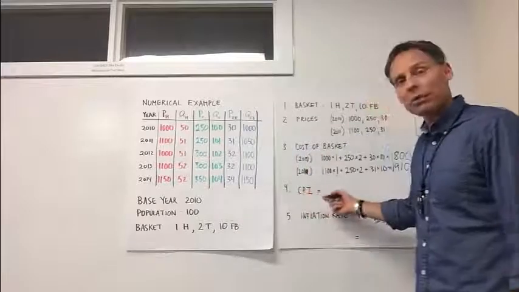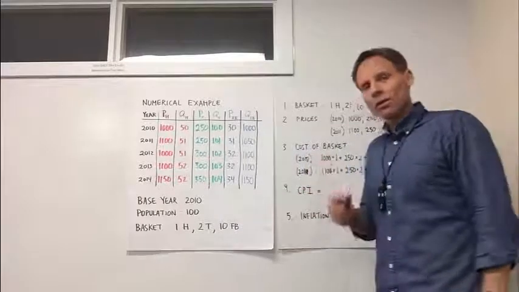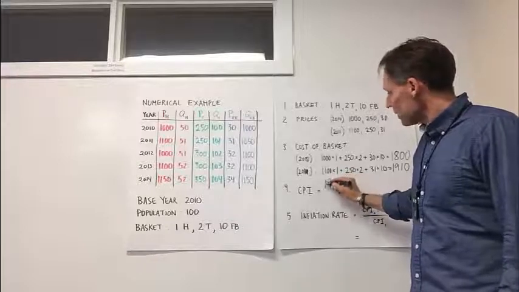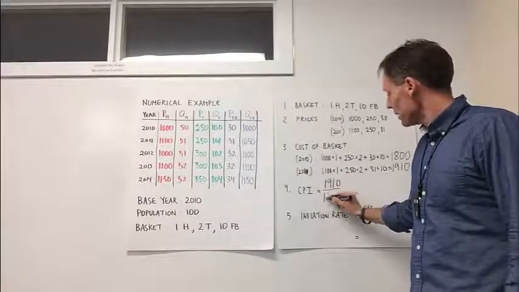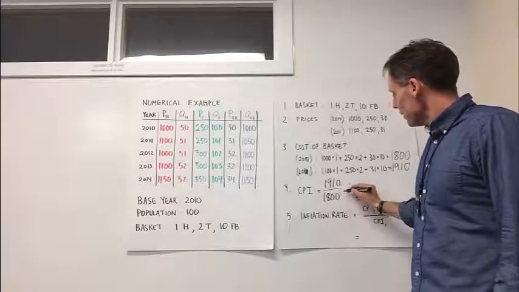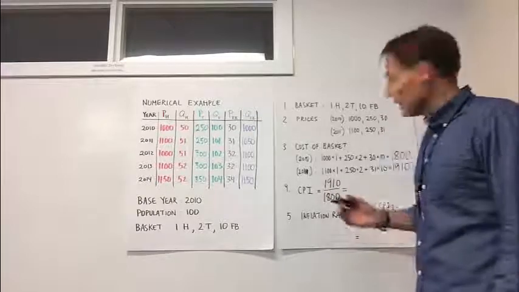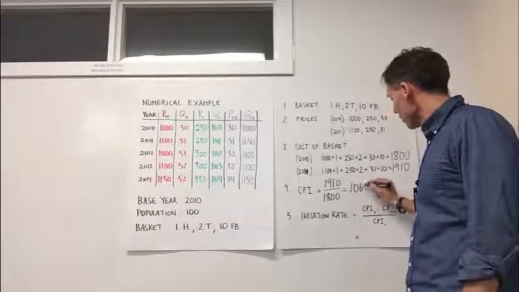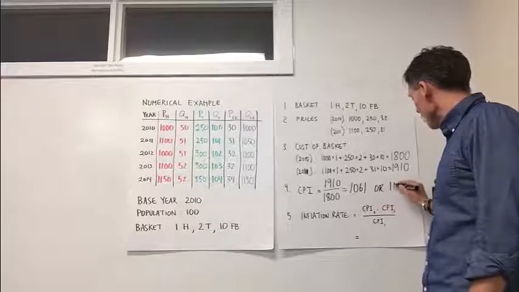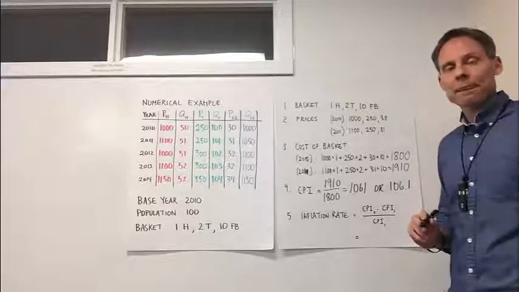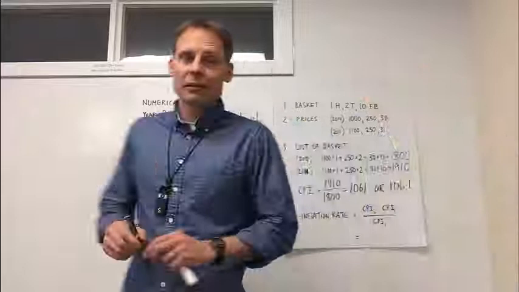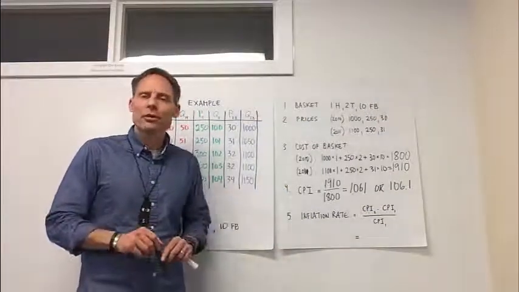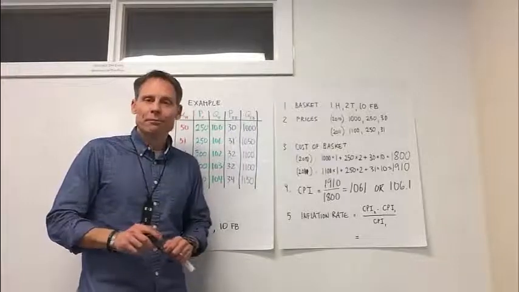All right, once we have the cost of the basket in the current year and in the base year, we can calculate the consumer price index. You recall that the consumer price index is the ratio between the cost of the basket in the current year divided by the cost of the basket in the base year, and 1910 divided by 1800 is equal to 1.061 or 106.1. So the consumer price index is equal to 1.061, or if you like to multiply everything by 100, 106.1.